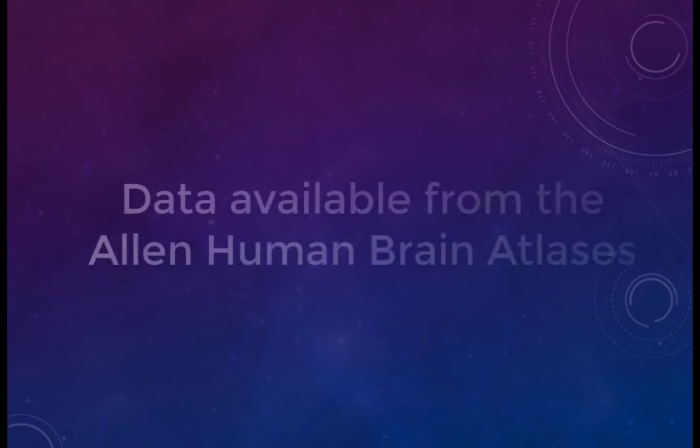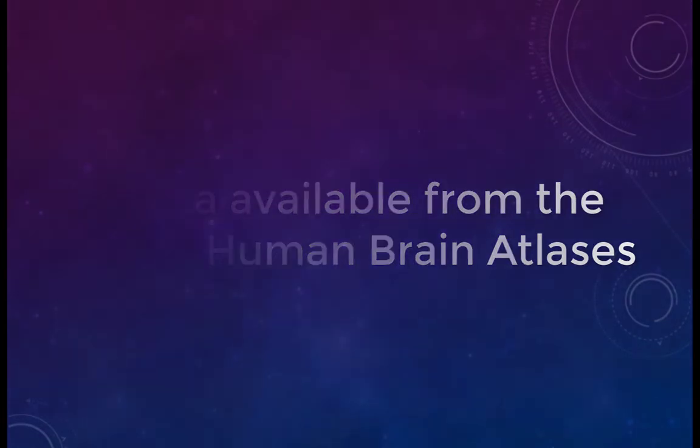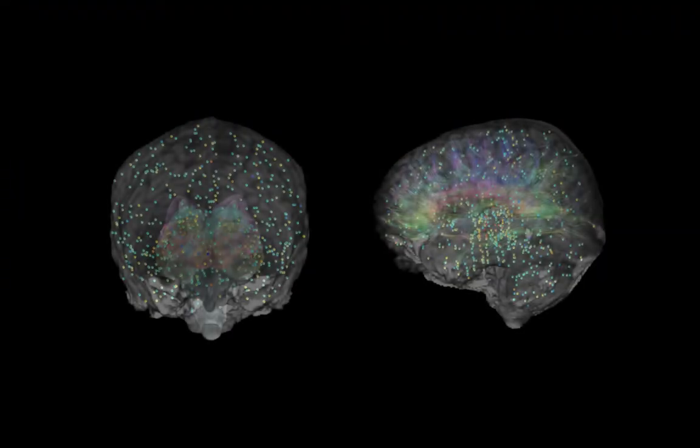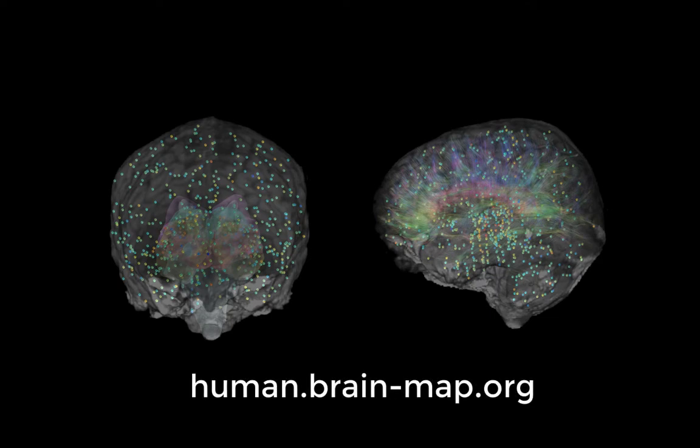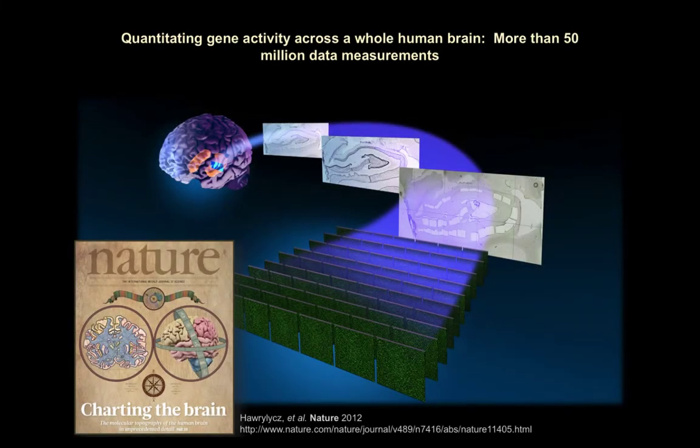This video will describe the processes involved in the data collection and website resource production of the Allen Human Brain Atlases. We will begin with the Adult Human Brain Atlas at human.brain-map.org. This information is also available from the Nature article published in 2012 that describes the methodology used to capture gene expression across the entire human brain.